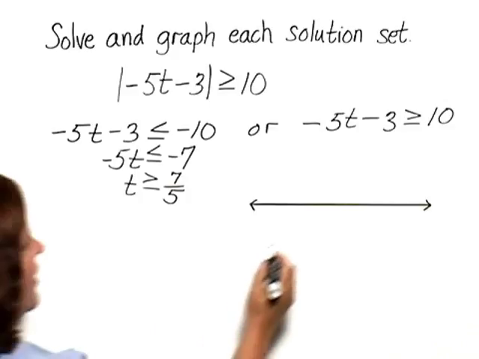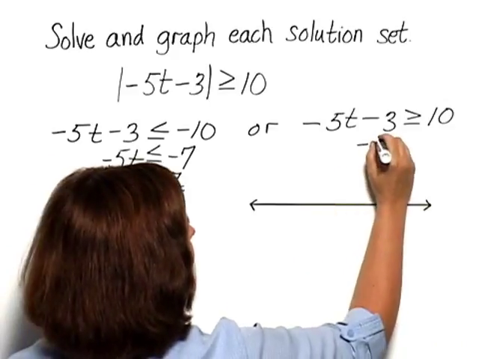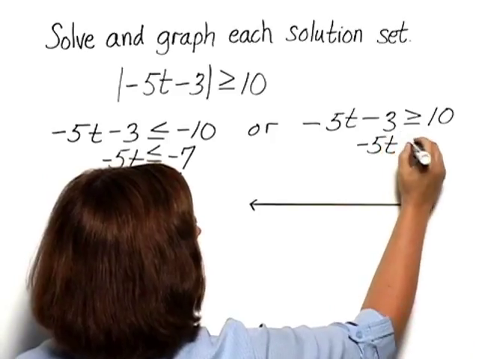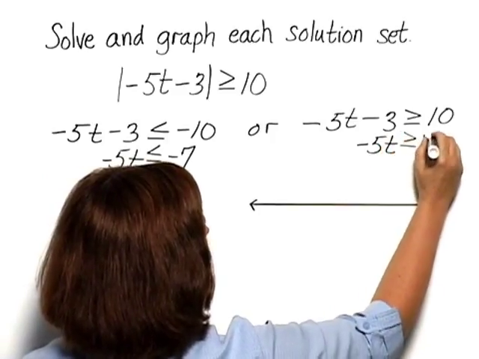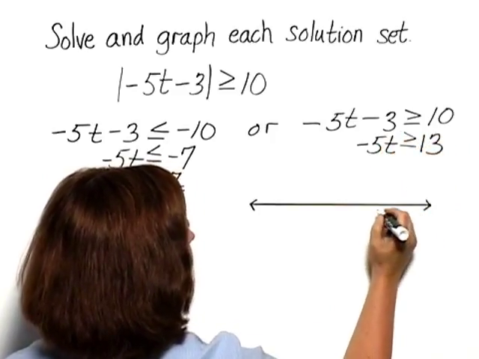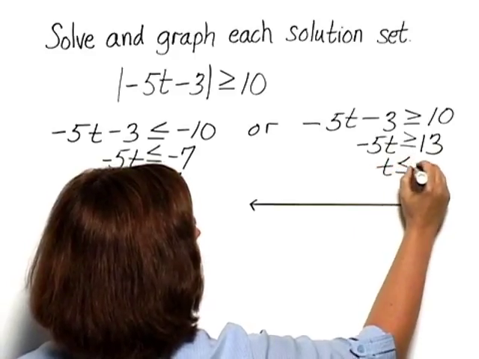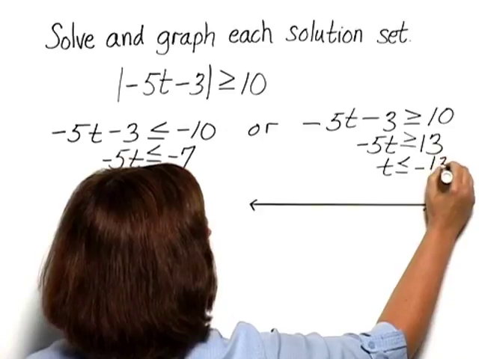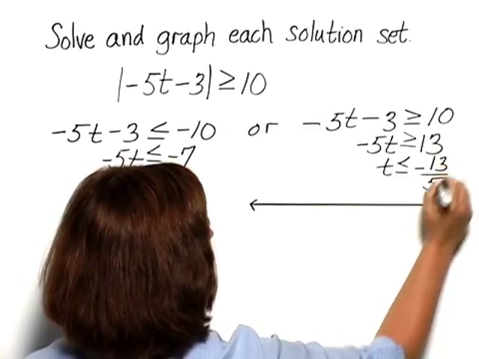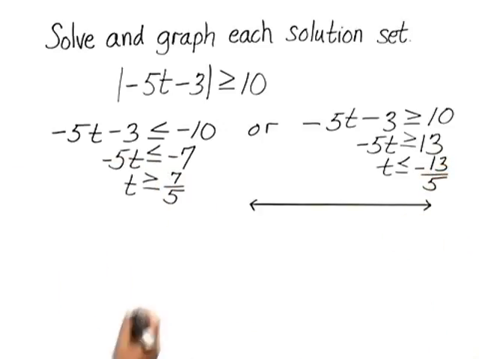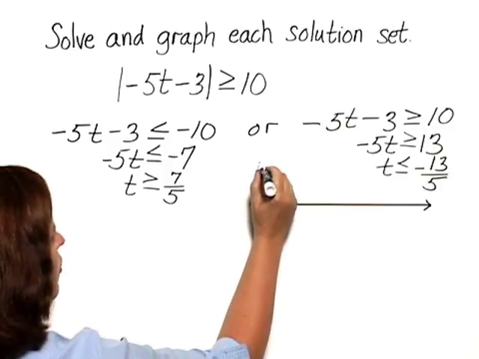Working over here, adding 3 to both sides gives me negative 5t is greater than or equal to 13. Dividing both sides by negative 5, I have t is less than or equal to negative 13/5. And these are both joined by the word or.